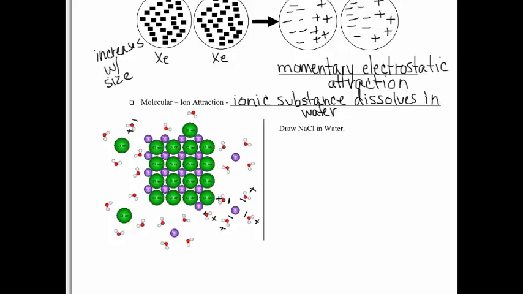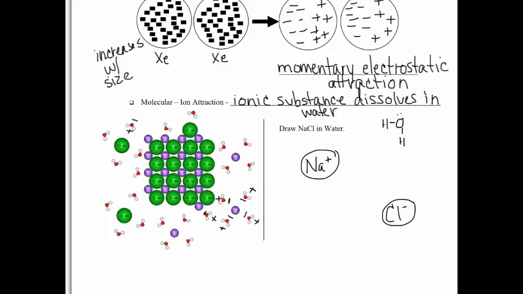So you may be asked to actually draw what this would look like on the exam, and you would need to show each of the ions of your ionic substance, okay? And then you need to show the water molecules oriented properly. Since sodium is positive, the negative side of the water molecules will be oriented toward it, which would be the oxygen side of the molecule. So if you recall, it looks like this.